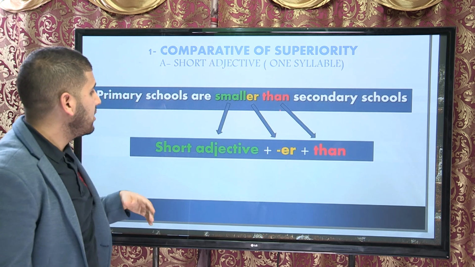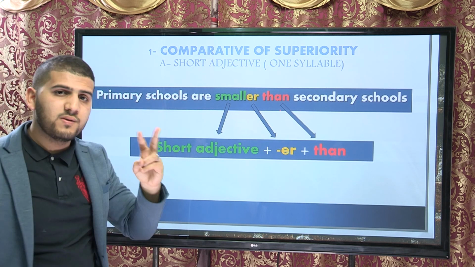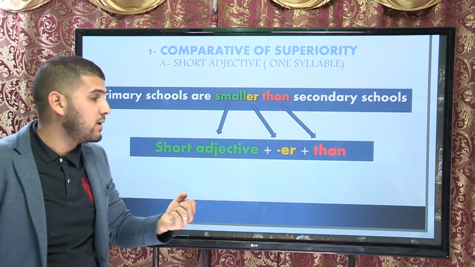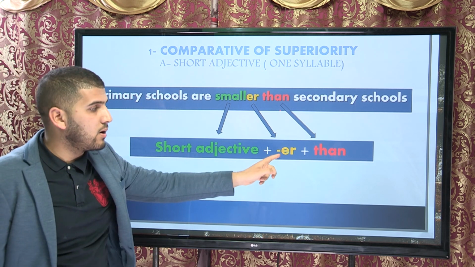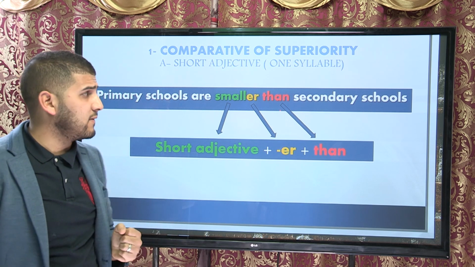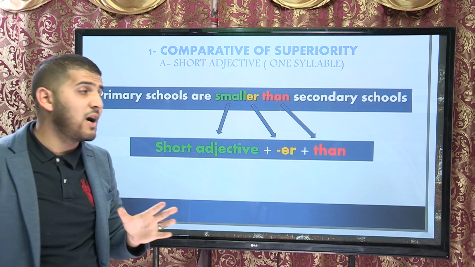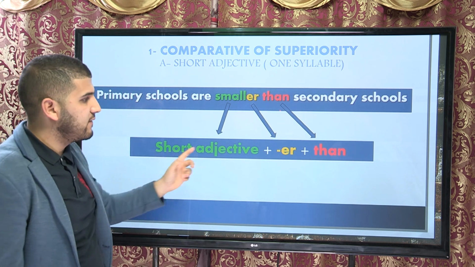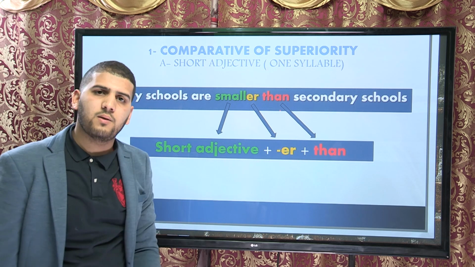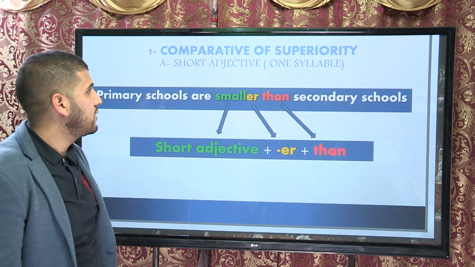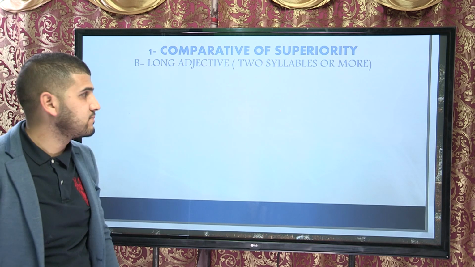So when you are comparing between two things and you want to use comparative of superiority, you need to add er to a short adjective. Again, what is a short adjective? It's the adjective which has one syllable. So short adjective plus er, plus than, when you are comparing between two things. Let's move on to the second rule.